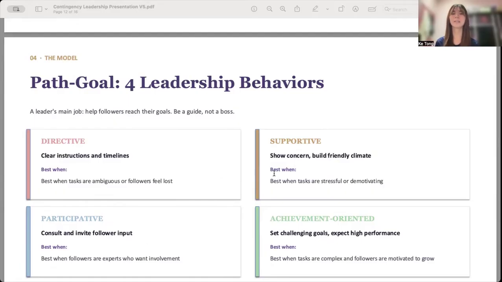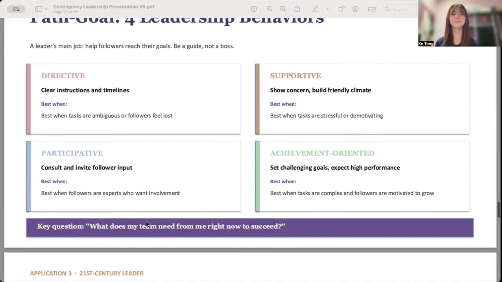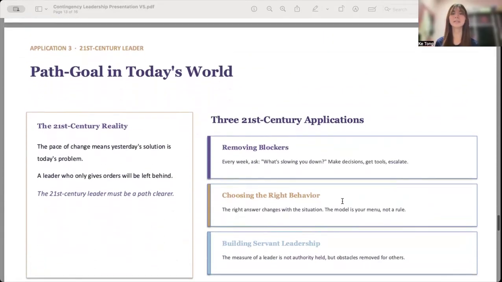So how do we apply this as 21st century leaders? A leader who simply gives orders and expects people to follow will be left behind. The 21st century leader must be a path clearer. First, in removing blockers, every week ask your team, what is slowing you down? Your job is not to add tasks, but to remove obstacles. If they are waiting on a decision, make it. If they lack a tool, we get it. If they are blocked by another team, we escalate. The leader's job is to clear the path.